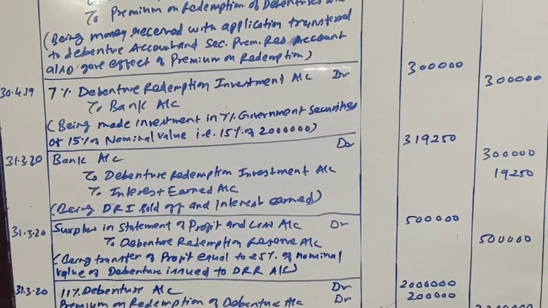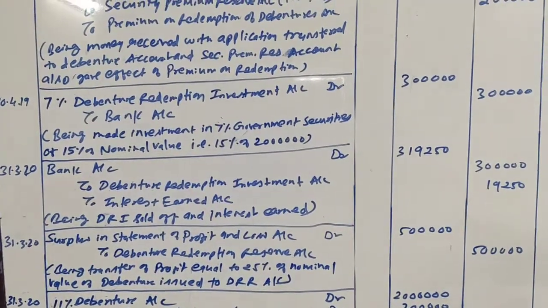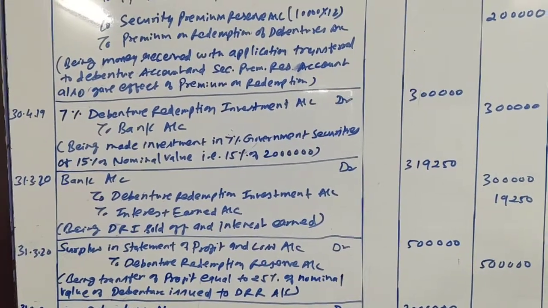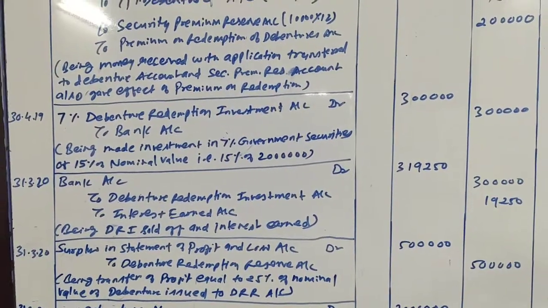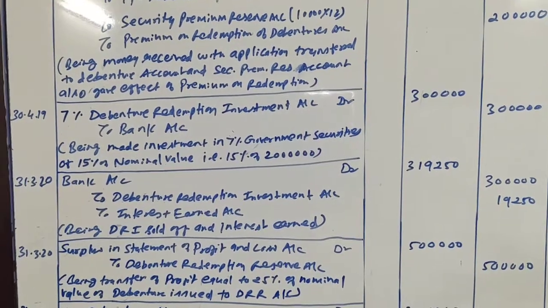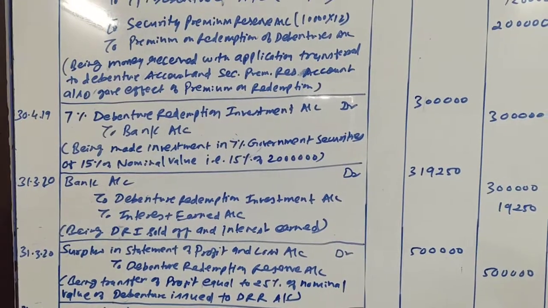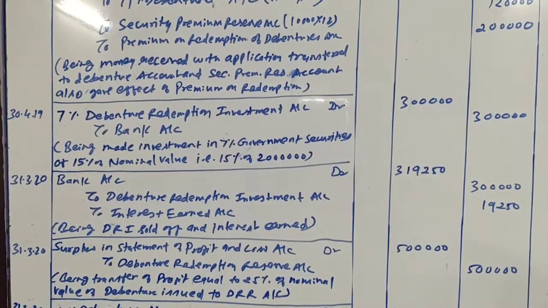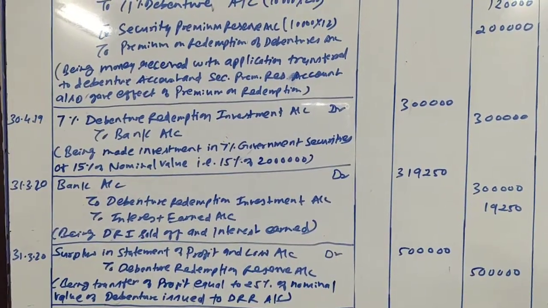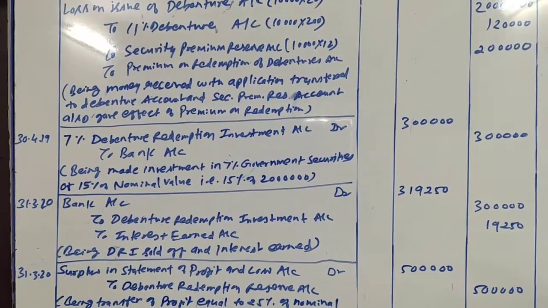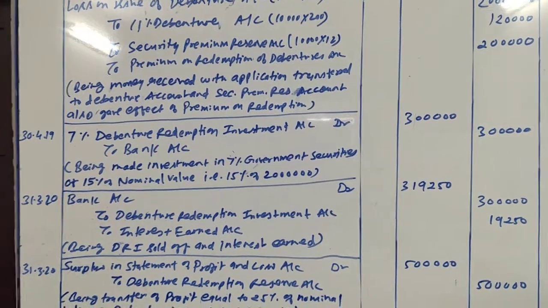Bank account debit 3,19,250 to debenture redemption investment account 3 lakh, to interest earned account 19,250, being debenture redemption investment sold off and interest earned. Friends, once again the calculation of interest will be 3 lakh into 7% into 11 upon 12, because we have to calculate 11 months interest.